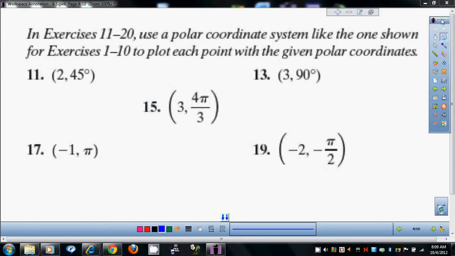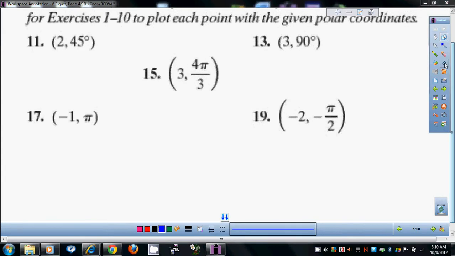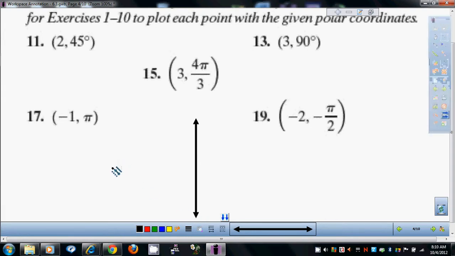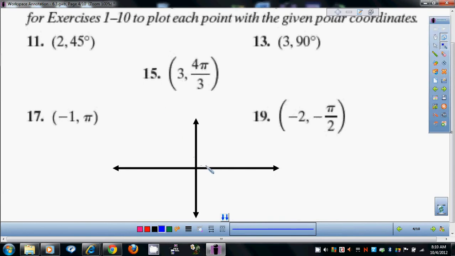Use a polar coordinate system like shown to plot each point with the given polar coordinates. You don't have to draw a circle for every one of these. What I would do, and what I will do now, is draw just one circle, put them all on there, and then put the problem number next to each. I'm going to do mine like it's a rectangular coordinate system just because it'll be easier to see when I draw the radius. And so forth. You guys see where I'm going.